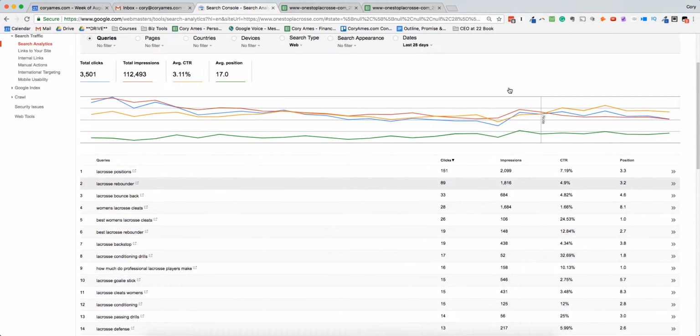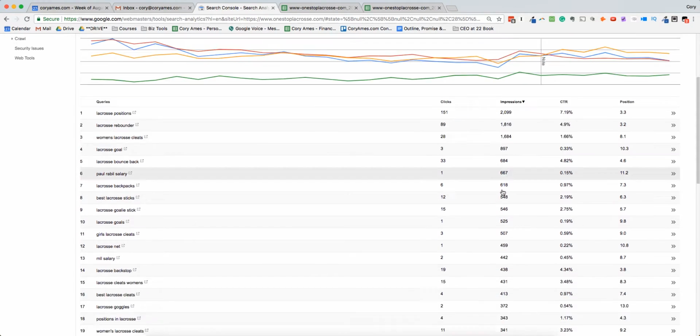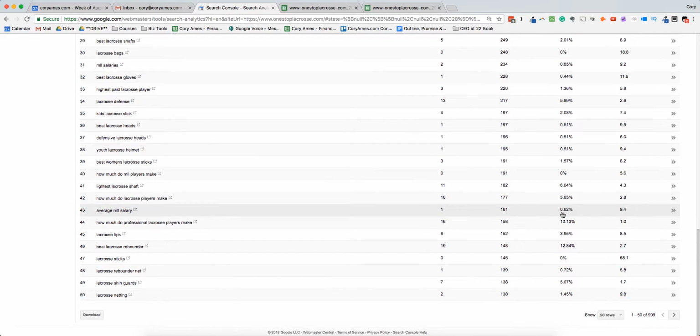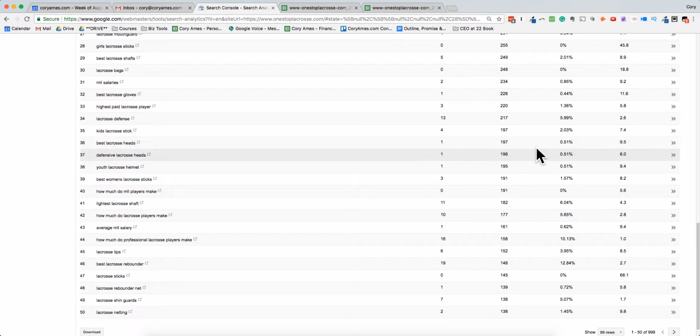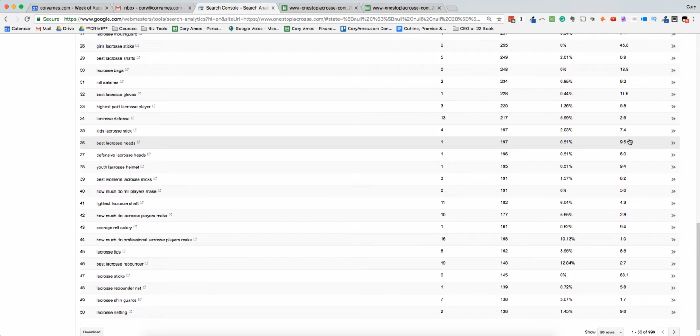For some perspective on that, I saw a couple good ones here. Let's sort by impressions again. And then down here, as an example, spot 9.5 for this term, best lacrosse heads, I'm getting 0.51% of the total clicks, so 1 click in the last 28 days. Spot 9, almost on the second page. So you can assume that with some small optimizations on the page focused around this keyword, I can find myself with a lot more traffic very fast.